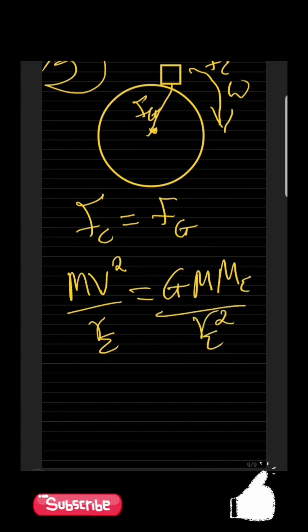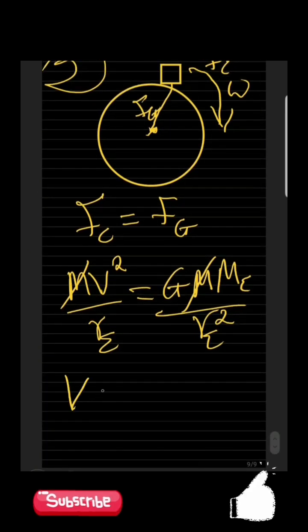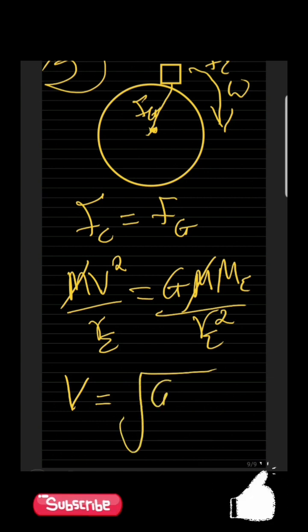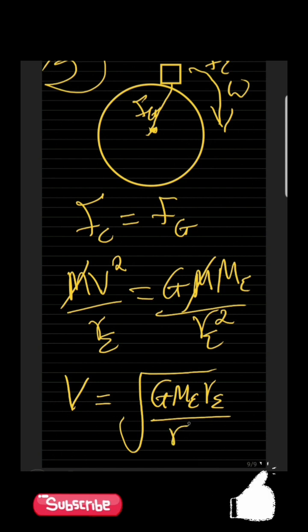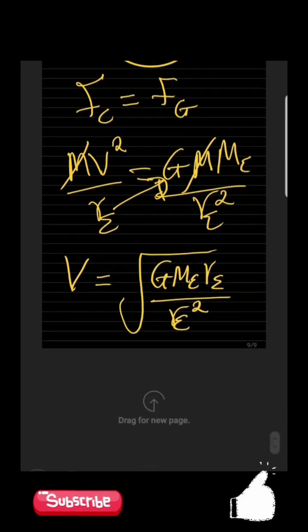So these two forces have to be equal to each other, and from here we can see that the mass of the object cancels, and we will now see that v is equal to the square root of G, mass of the Earth, over the radius of the Earth. I've simply carried this r to the other side and taken the square root.